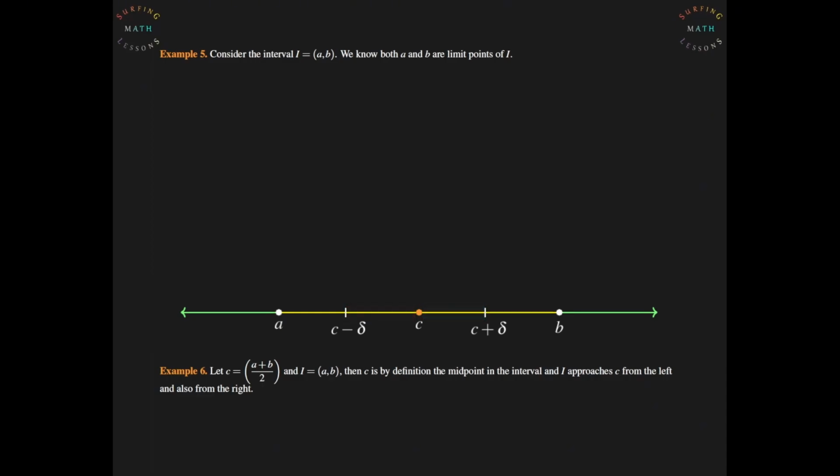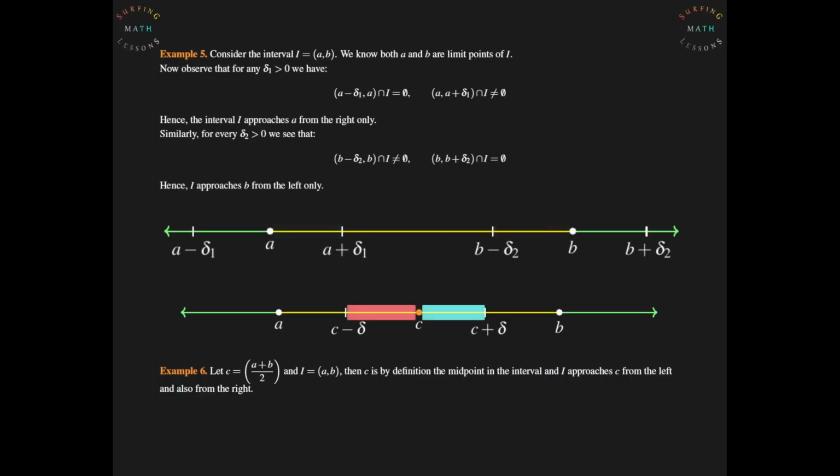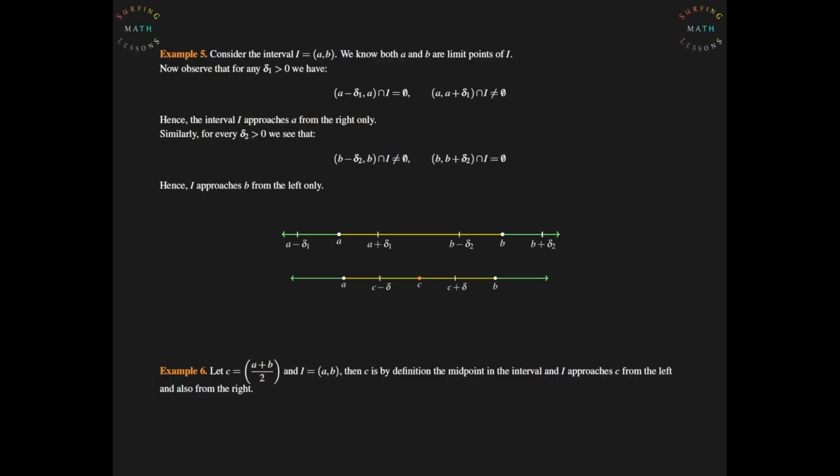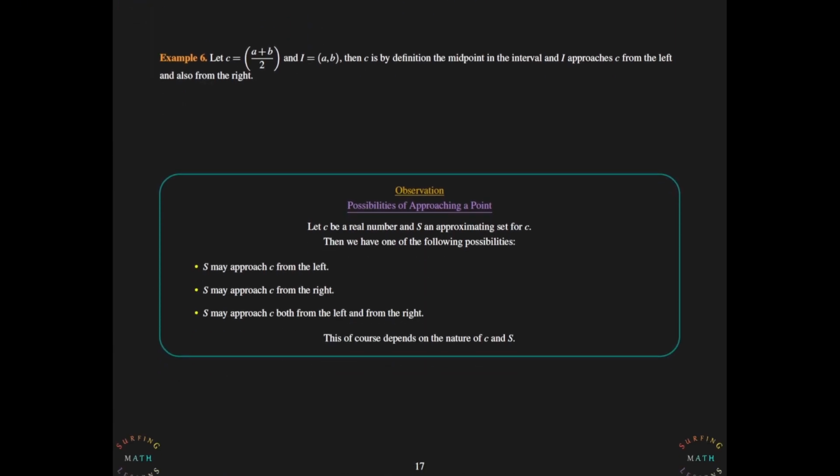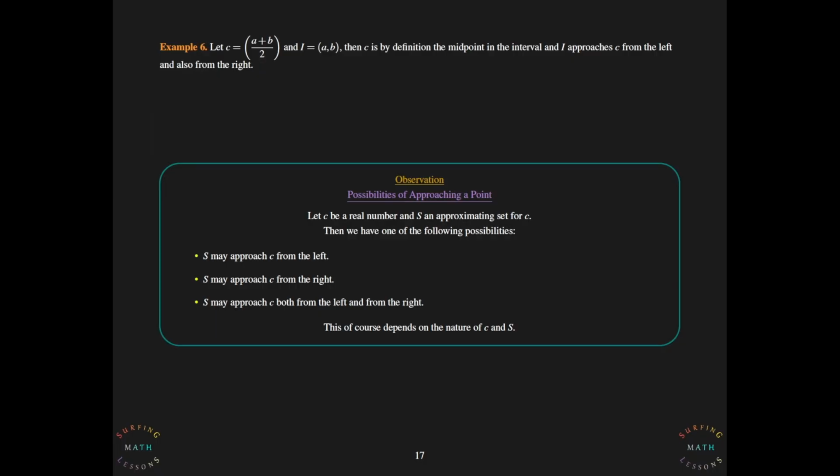From these two examples, it's evident that there are only three possibilities for a set to approach one of its limit points. These possibilities are stated in the following observation. A set S may approach one of its limit points C either from the left of C, or from the right of C, or from both the left and the right of C.